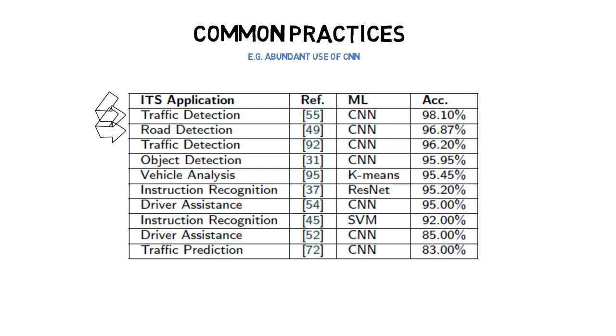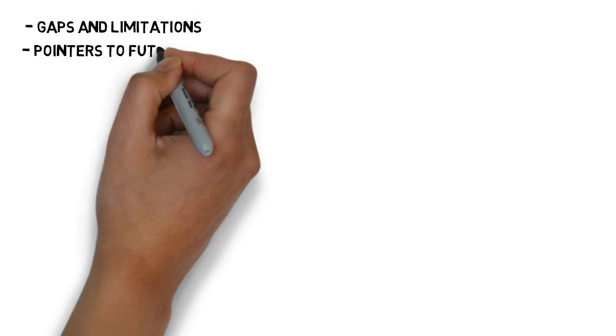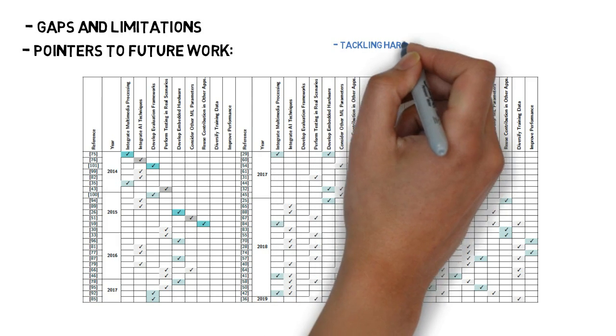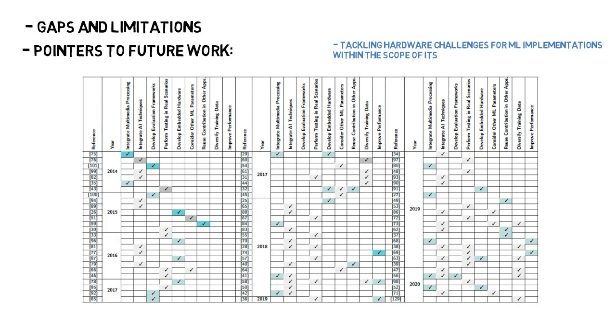Lastly, despite the significant progress in the literature, there exist several gaps and limitations in the investigated work which were identified by the authors. Pointers to future work were also presented, since the surveyed literature also presents opportunities for modifying and extending the usage of the current approaches. These future directions present numerous opportunities for researchers to tackle hardware challenges for machine learning implementations within the scope of intelligent transportation systems while considering the evaluation framework developed in this work.